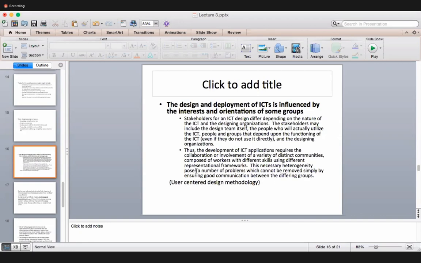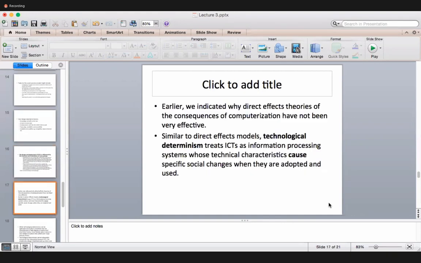Thus, the deployment of an ICT application requires the collaboration or involvement of a variety of distinct communities or users. So let's have them tell you what they want. Then this brings in what we call technological determinism. When you have these people, you are able to understand their thinking, then you are able to determine what they want, the type of technology that they want, and the type of design that they want. And with that, the consequence is there will be good uptake, good acceptability of the technology, and then everything will be easier.